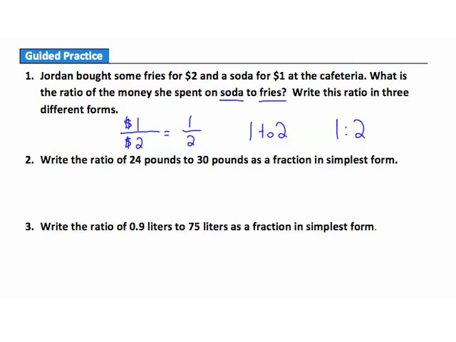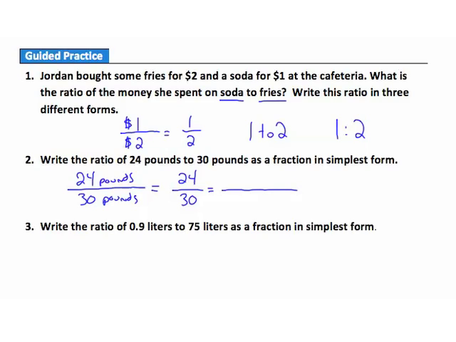Question 2. Write the ratio of 24 pounds to 30 pounds as a fraction in simplest form. So we start out by saying 24 pounds to 30 pounds. Since the units are the same, we don't need to include them, so we have the ratio 24 to 30. Now we just need to simplify this ratio by factoring and dividing out the common factors.